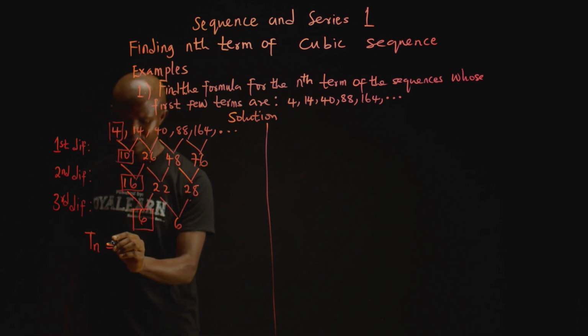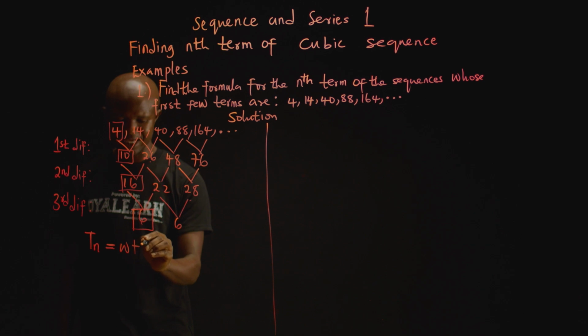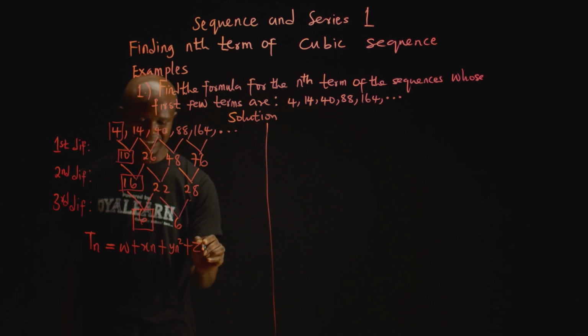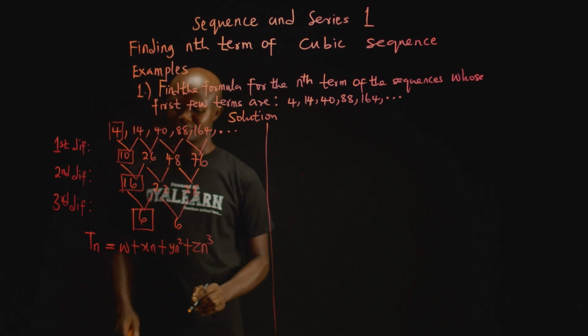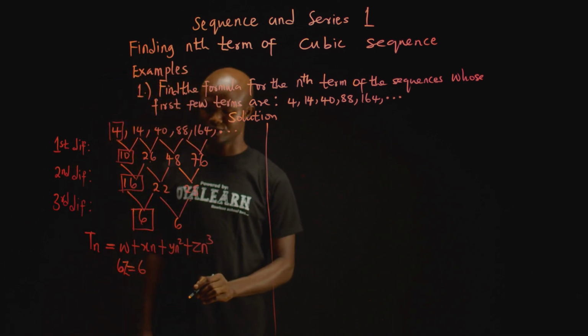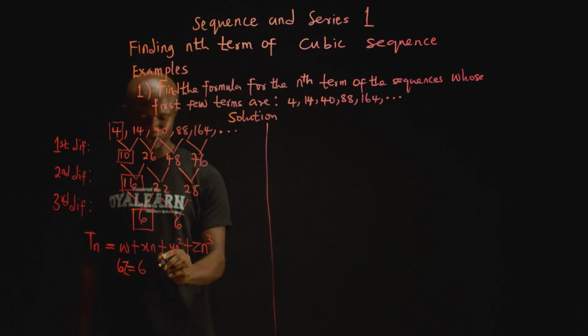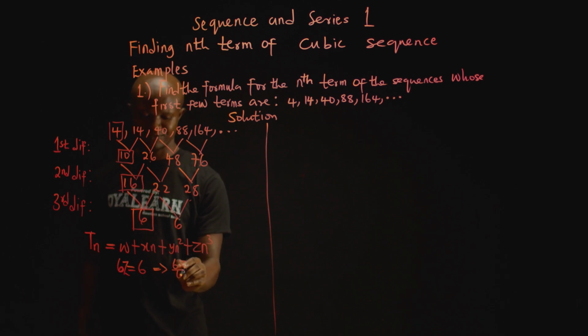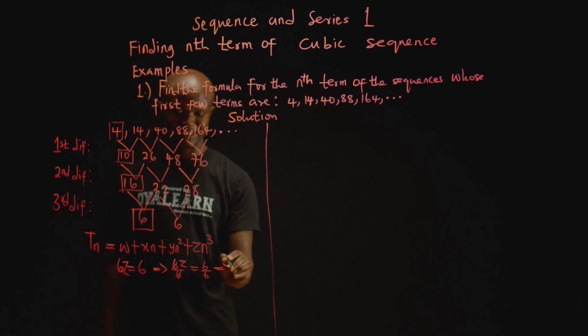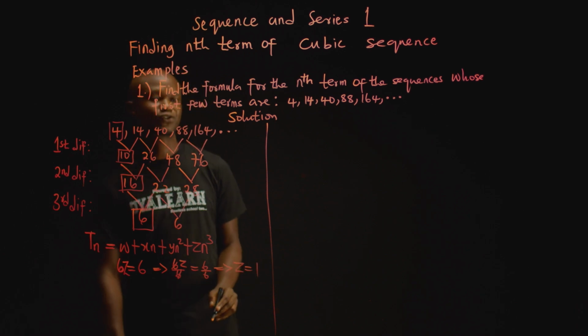The nth term is w plus xn plus yn squared plus zn cubed. Now, from here, this 6 represents 6z equals 6. So if 6z equals 6, we can divide both sides by 6. If we divide both sides by 6, what are we going to have? It means that z equals 1. That's the value of z.